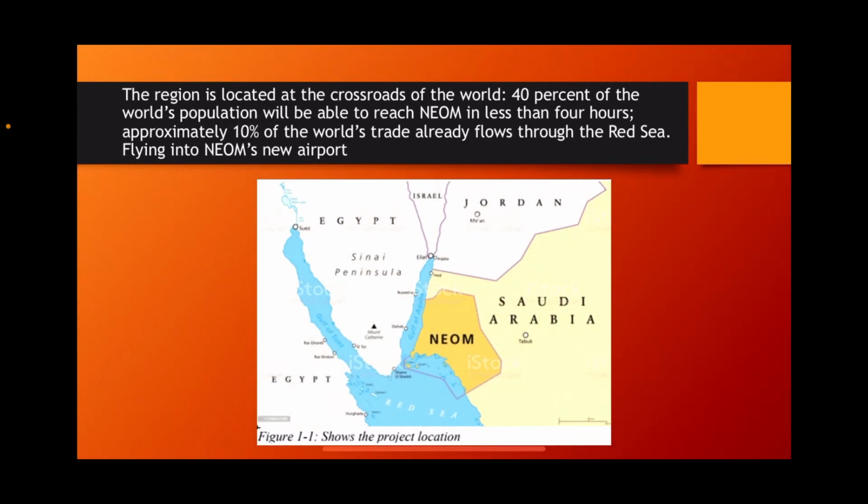This is where the city will lie. It is located at the crossroads of the world. 30% of the world population will be able to reach Neom in less than 4 hours. Approximately 10% of the world's trade already flows to the Red Sea, flying into Neom's new airport.